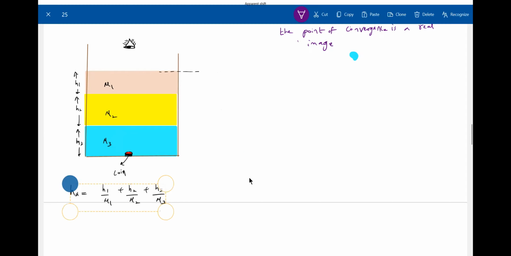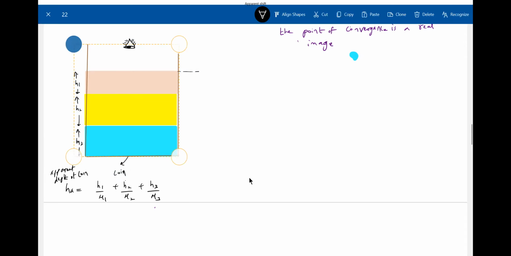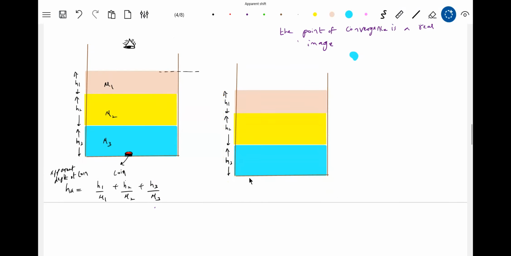So if the object is not at the bottom, what is HA? Apparent depth of the coin. The particular coin may appear anywhere here. The coin may appear here, may appear here, anything it can be. The coin is somewhere here. Then this will not get added up. Small thinking. Next situation. If the coin, I'll keep it somewhere here, where will that coin appear for us? So this will be H2 by mu2. So mu1, mu2, mu3. I'll view it normally.